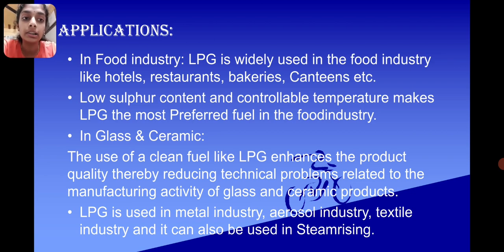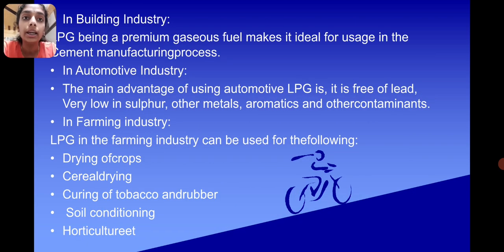LPG is used in the metal industry, aerosol industry, textile industry, and it can also be used in steam raising. In the building industry, LPG, being a premium gaseous fuel, makes it ideal for use in cement manufacturing processes. In the automotive industry, the main advantage of using automotive LPG is that it's free of lead, very low in sulfur and other metals, aromatics and other contaminants. In the farming industry, LPG can be used for drying of crops, cereal drying, curing of tobacco and rubber, soil conditioning, and horticulture.